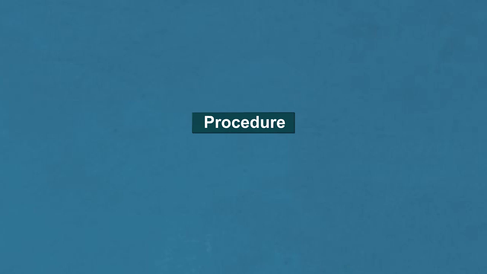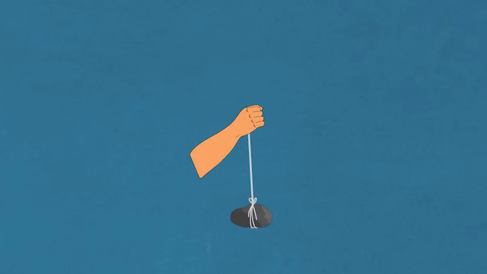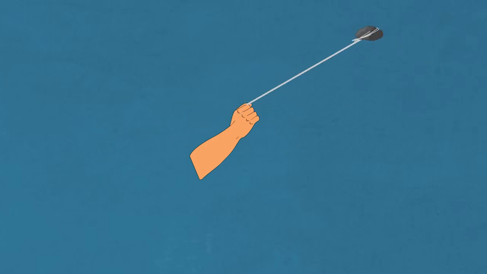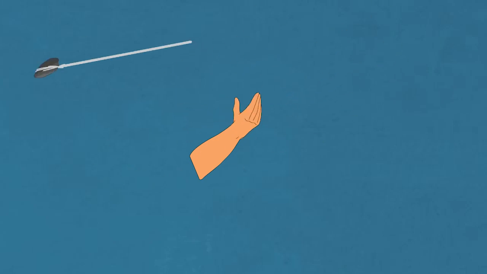Procedure: Tie a small piece of stone to one end of a thread. Hold the other end of the thread and move the stone to describe a circular path with constant speed. Observe the direction of motion of the stone. Release the thread and observe the direction of motion of the stone after it is released. Repeat the activity by releasing the stone at different positions of the circular path. Record the direction of motion of the stone in each case.